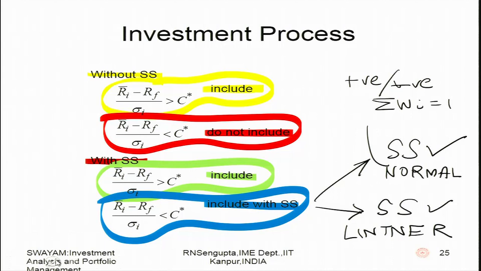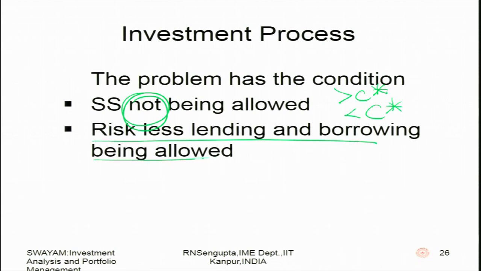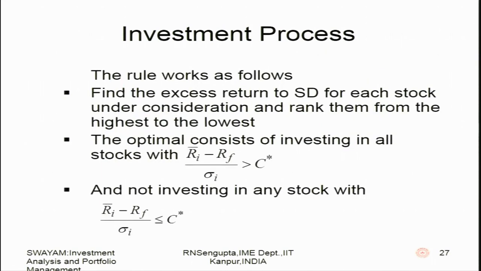Here also, when short selling is allowed under Lintner's definition, weights can be positive or negative, but the modulus of the normalized weights should add up to 1. That is the conceptual mathematical solution. We have already solved that, but I thought I would mention it here. The problem has the condition that short selling is not allowed: greater than C star, yes; less than C star, no. And riskless lending and borrowing is allowed, because you are taking the excess return divided by beta or sigma; here it is sigma. The rule works as follows.